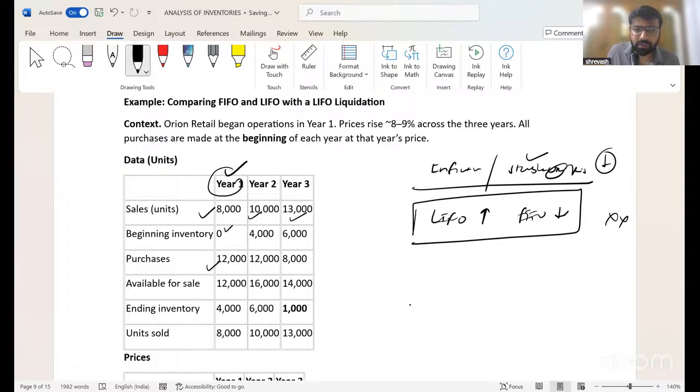So if I've purchased 12,000 and I have sold 8,000, what is going to be the value of my inventory? Of course, sir, 4,000. And then ultimately units sold is going to be 8,000. Again, वो repeat कर दिया, वापस मैंने बना दिया हूँ. ठीक है?